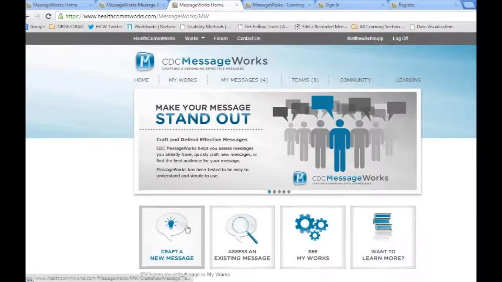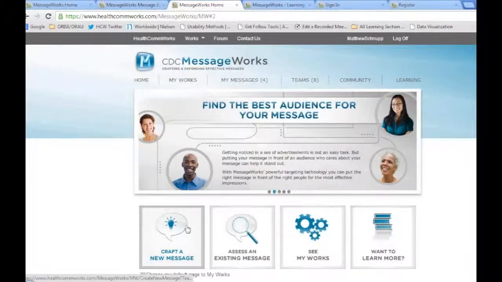MessageWorks lets you deal with a concept. So if you are just starting off and you have an idea that you dreamt of last night and you just want to test it out, you don't really want to share it with anybody yet, but you want to see if it makes sense in terms of what research would indicate, Craft a new message is where you're going to start.